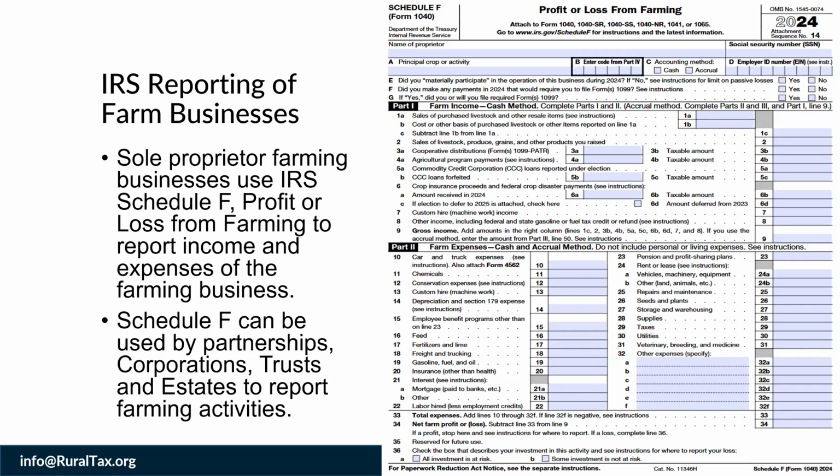But you can see part one, lines 1 through 9, that's where we will look at the farm income coming in from various sources. And then part 2 is the farm expenses, again, using either the cash or accrual method. And you can see the listed items there that would be utilized for those various expenses that look agricultural. They are chemicals and fertilizers, etc., as you can see on this.